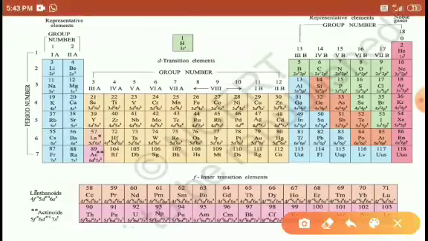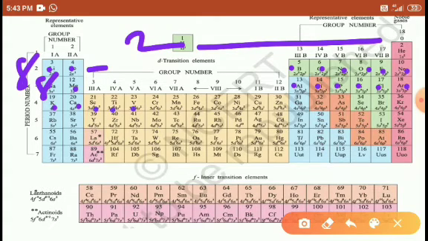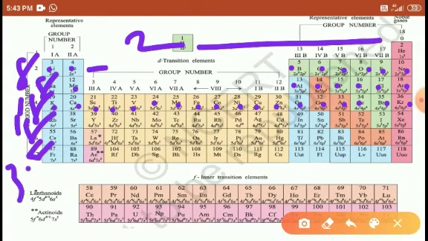Like the 6th period, it has a theoretical maximum of 32 elements. Look at here, students. The first period contains only two elements. The second period contains 8 elements. Third also contains 8 elements. Next, the fourth period contains 18 elements, and the fifth period also 18 elements. But the sixth period contains 32. How 32?